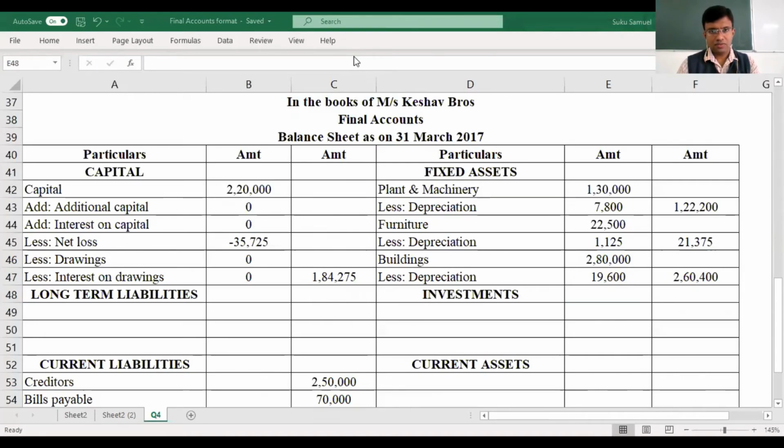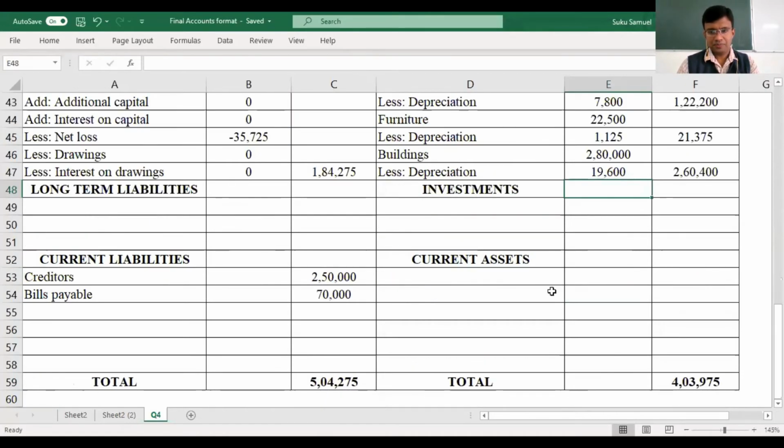Now let's look at the investments. We do not have any investments. There are some more current assets that we have to fit in. You have cash in hand. Cash in hand is 2 lakh. Sorry, it is 22,500. So cash in hand will fall on the asset side. Then you have cash at bank. Cash at bank is again a current asset item, and the amount works out to be 35,000. That also we have plugged in.